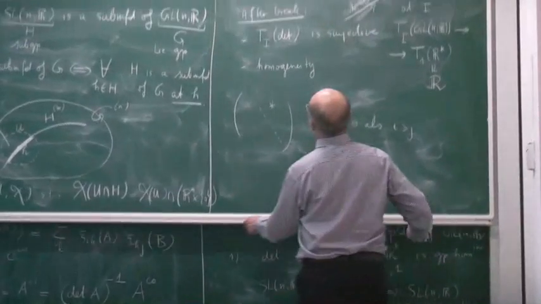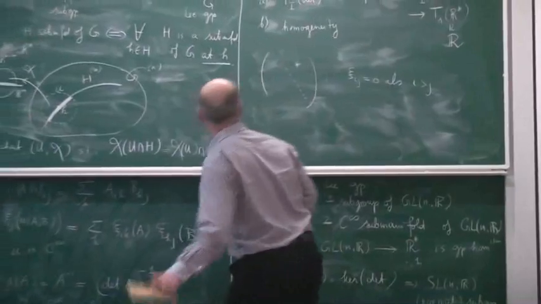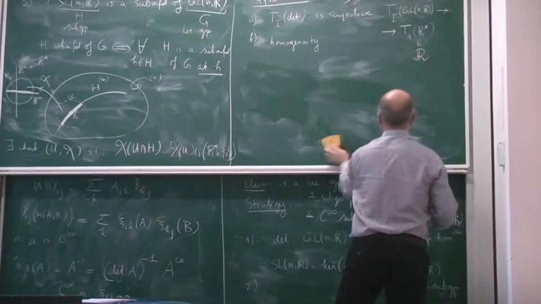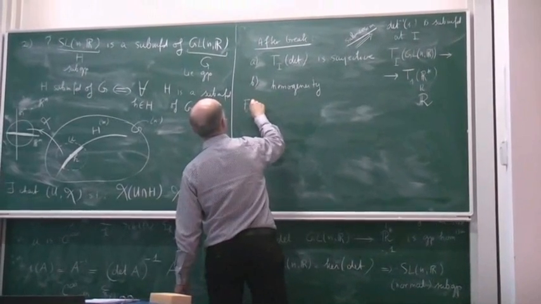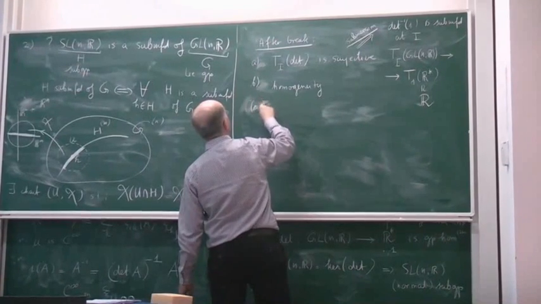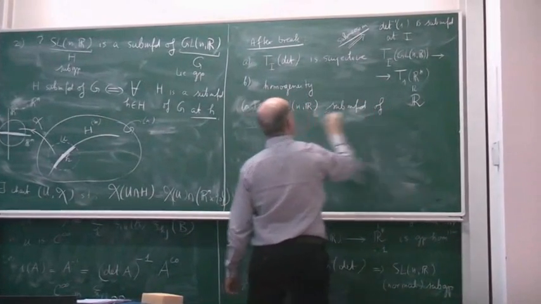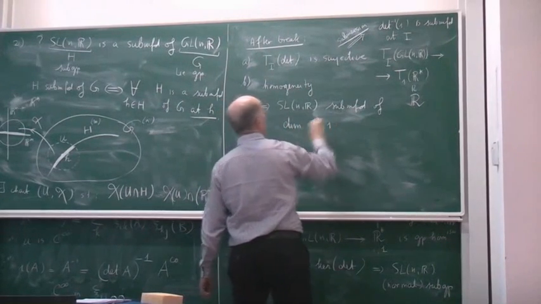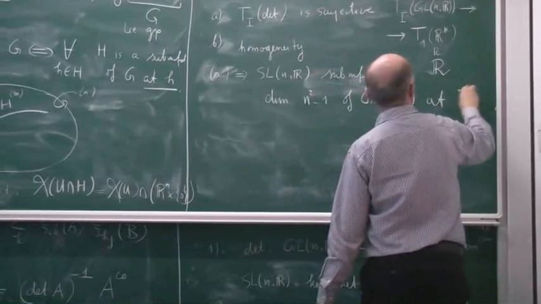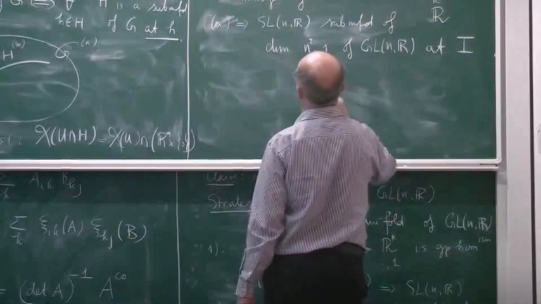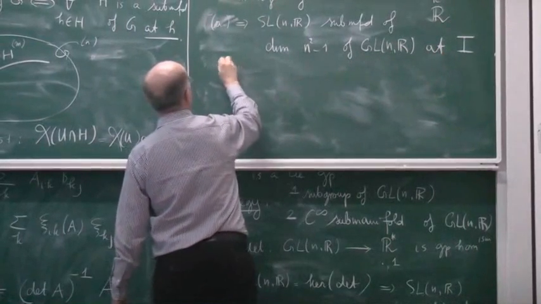So let's call this A and B, and let's first use this principle of homogeneity, so first B. A will give us that SL_n(R) is a submanifold of dimension one less, n squared minus 1, of GL_n(R) at the identity element. And what I'm now going to do is invoke homogeneity to show that it is actually a submanifold everywhere. So we postpone this.